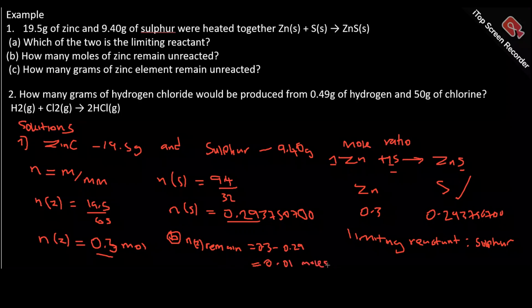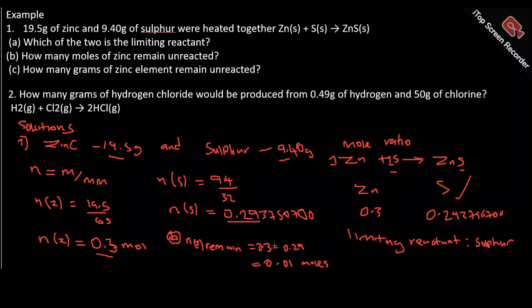moles. Now, a mistake that you can make, they can also ask you, like, that is example C. How many grams of zinc element remain unreacted? So some people think what they're going to do is they will get this guy minus this guy. That is totally wrong. You don't use the masses. Now, you're going to use the number of moles that remains unreacted. Then you find the mass.